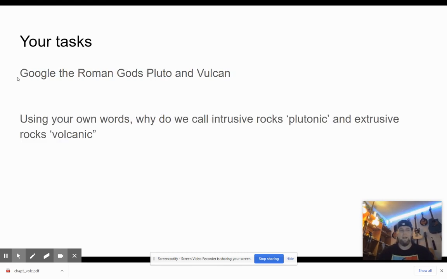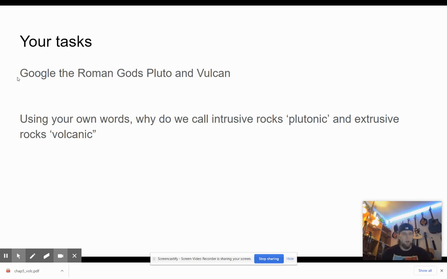Now, your task is going to sound almost completely unrelated to science, but it's a cool way to connect knowledge. You are going to Google the Roman gods Pluto and Vulcan. Pluto played a significant role in some of these stories, which is really cool. Vulcan, not always so much, but worth reading about. You can use Wikipedia as a source. That's a fine source for something like this.